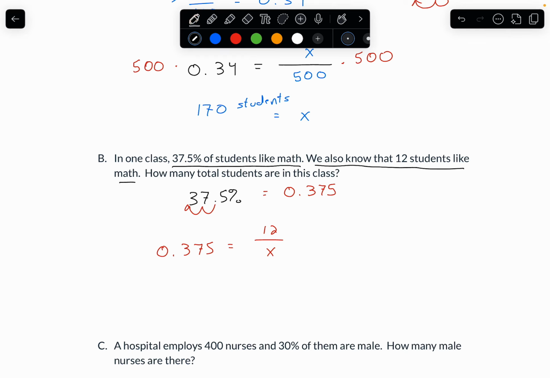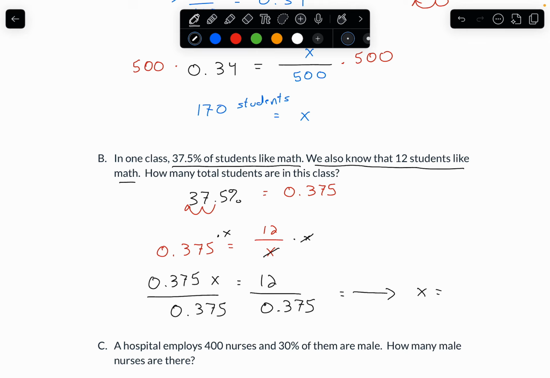So in this case, I actually have a little bit more work to do. I'm going to have to do 2 steps instead of 1. I need to, first of all, get X out of that denominator. I can't solve for X while it lives in my denominator. So I'll multiply both sides by X. On the right-hand side, these two should cancel out. So 12 is equal to 0.375 times X. And then if I want to solve for X, I'm going to divide both sides by 0.375. So that means that X is equal to 12 divided by 0.375, which gives me 32 students in total in this class.